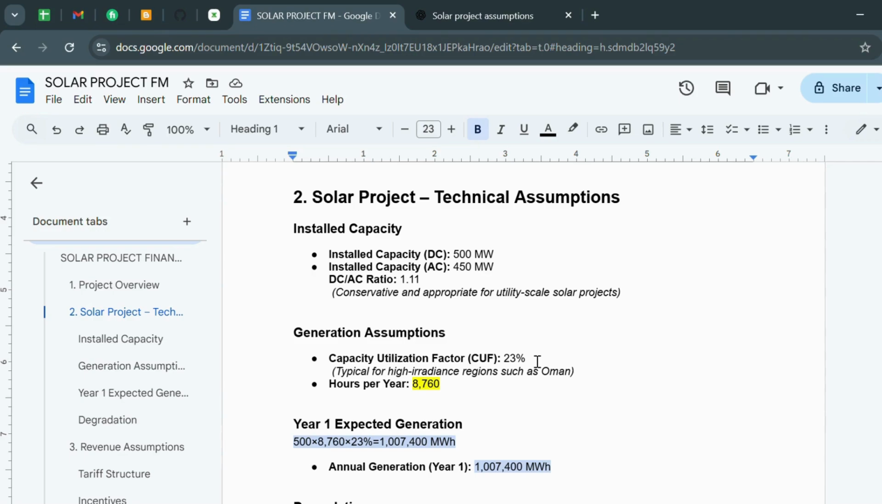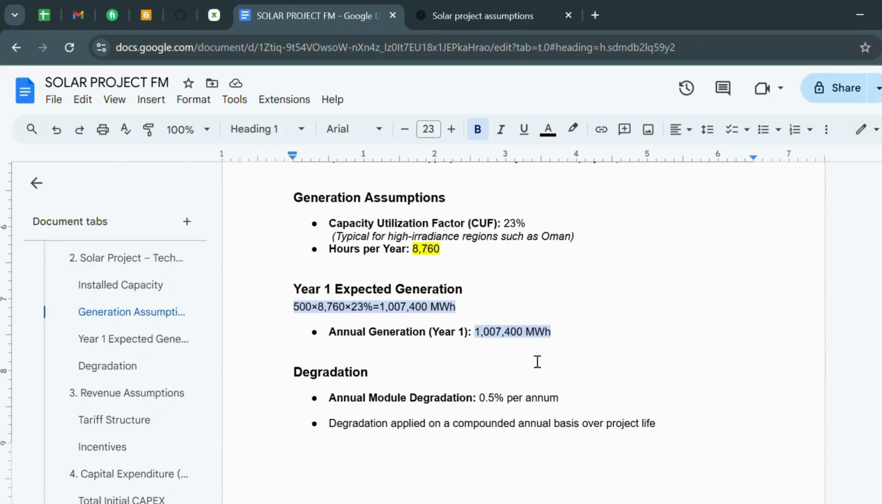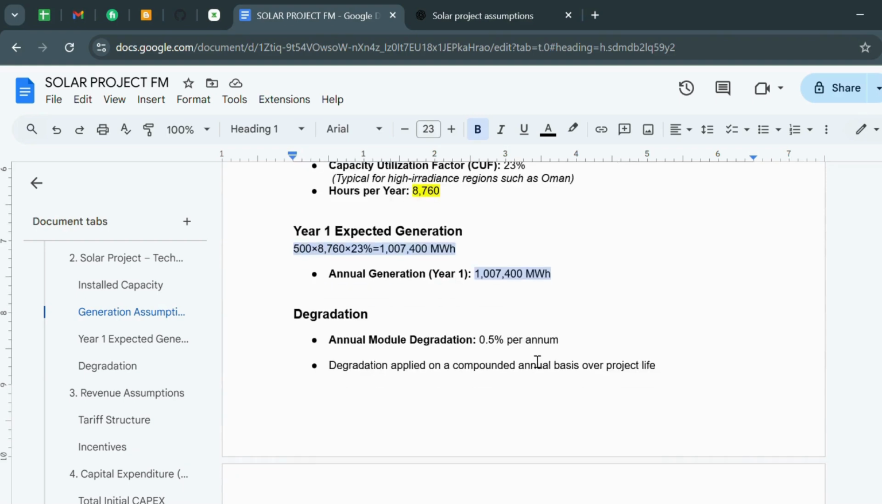Now coming to the technical assumptions. Installed capacity is 500 megawatt. The solar panel will make around 500 megawatt, but when we convert that through an inverter into a usable energy form, some of the energy is lost. So AC is the actual energy that we can sell or use, and it is 450 megawatt. CUF is 23%, taking care of Oman. Hours per year is 24 hours a day over a year.